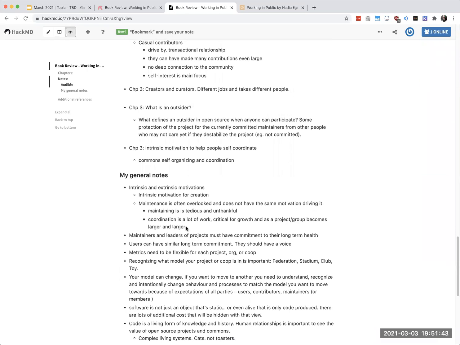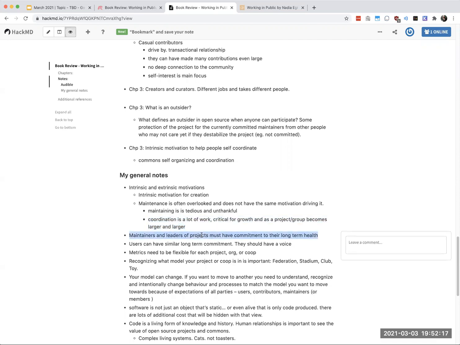So I have this down here in my own little notes. Maintenance is also overlooked. It doesn't have the same motivation. You have this intrinsic motivation for creation, and coordination, support, and all this is a lot of work. It's critical for growth. If you want to have more contributors, then you have to make that work responsive, putting in the stuff that doesn't break things. And as it becomes larger, it becomes harder and harder. So how do you do this?